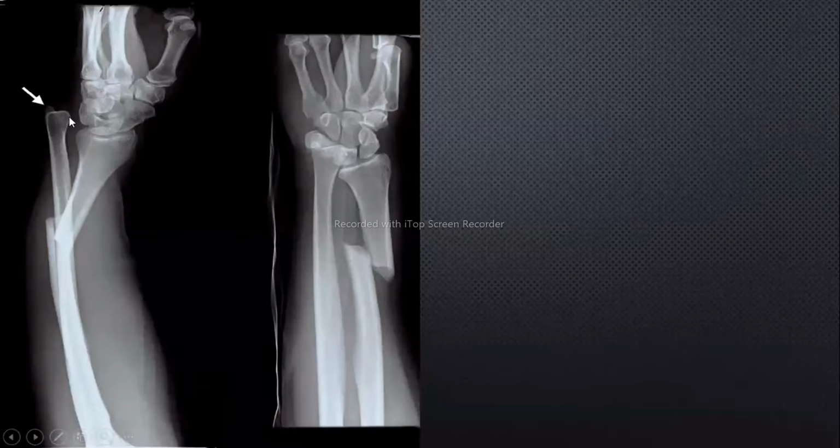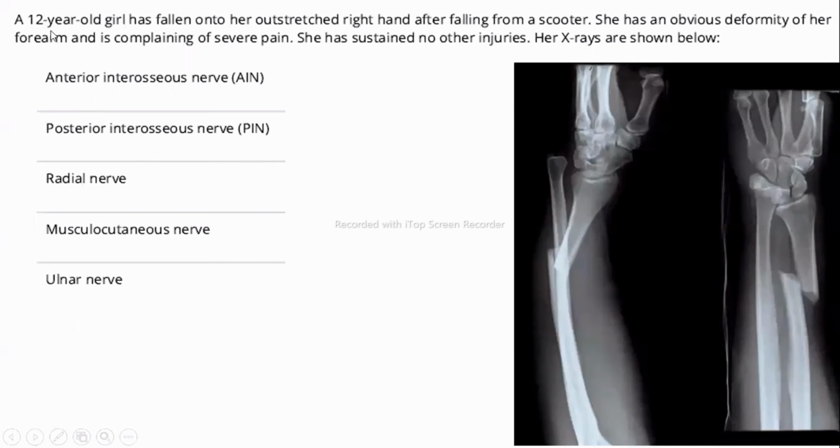Twelve years old, outstretched right hand after falling off a scooter. Obvious deformity, severe pain, no other injury. What is the injury here? Galeazzi fracture. Which nerve injury? Anterior interosseous.